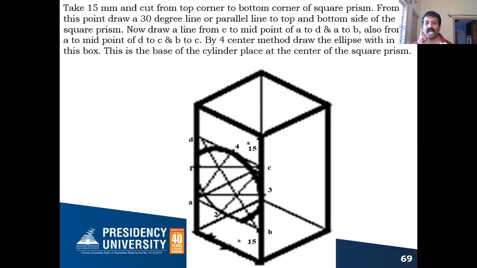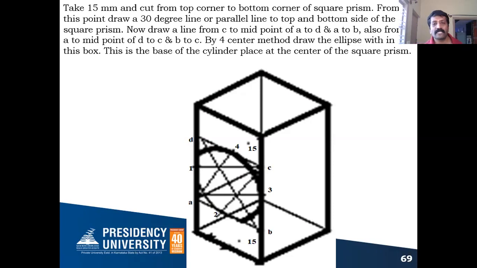So where exactly do I need to draw the ellipse? Because it is a horizontal cylinder, that is exactly 90 degrees to the vertical prism, we have to place it. So ABCD is my square. So within that I need to draw the ellipse of the cylinder.